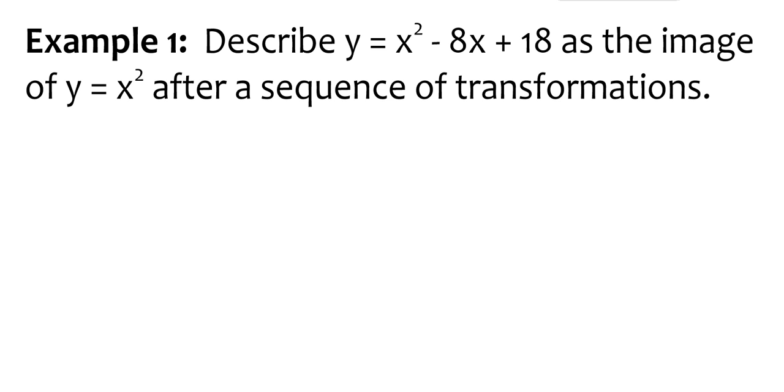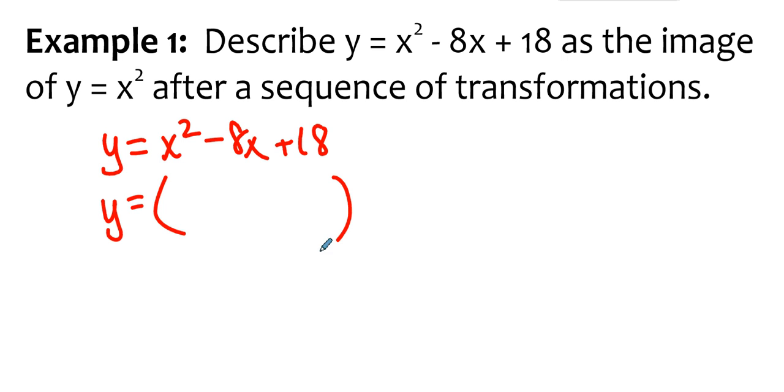You may want to pause the video and give it a go to make sure that you remember how to do this. Okay, so I'll give it a go. So what do we have? We have y equals x squared minus 8x plus 18. And what are we trying to do? We're going to try to rewrite part of this as a perfect square trinomial.